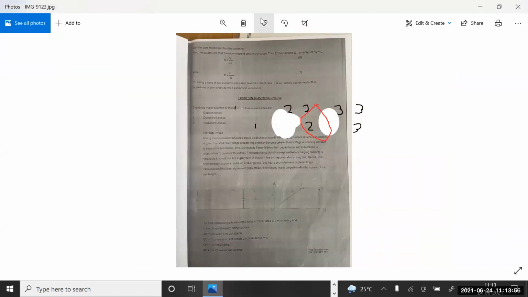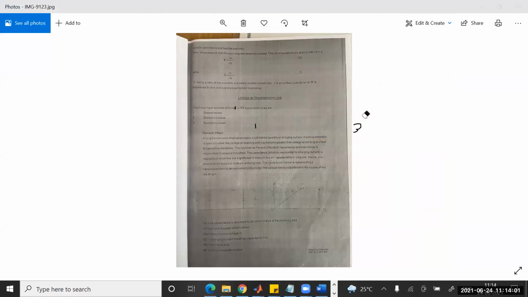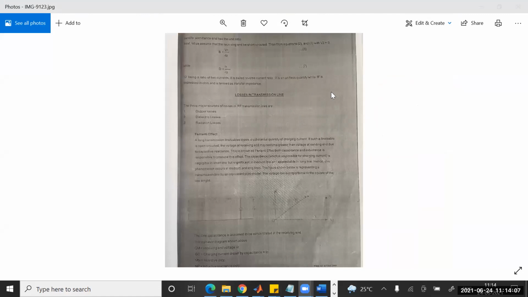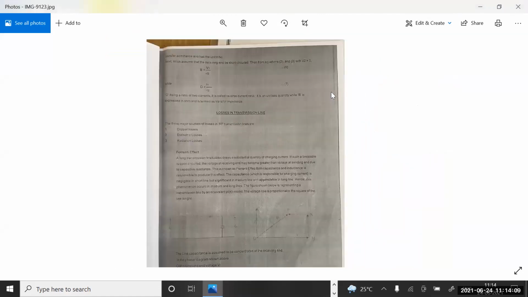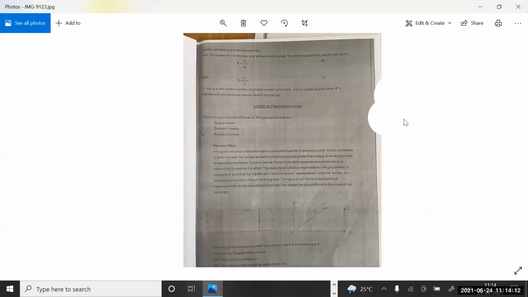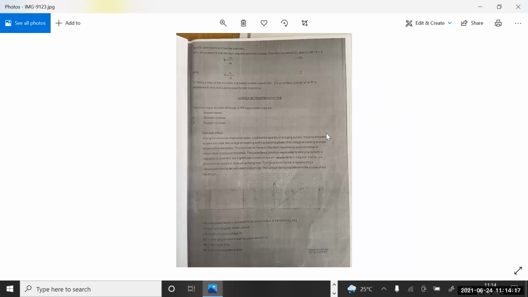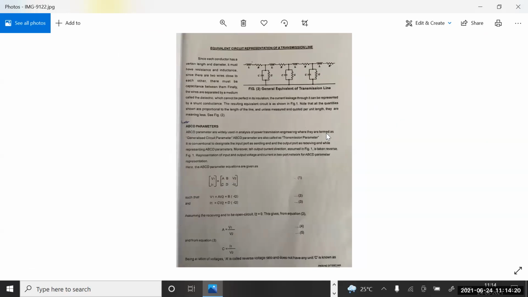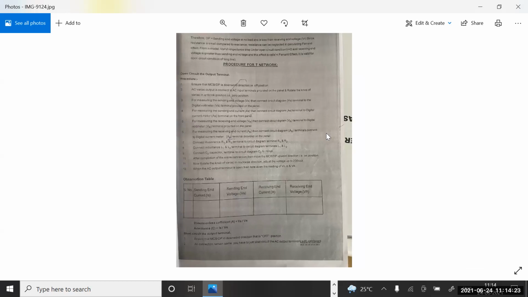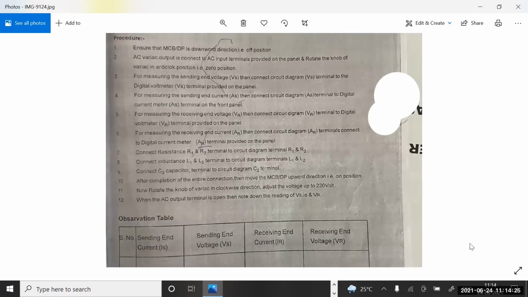Okay, let me first erase this and we'll see the procedure. Okay, this is the procedure for the T network. Let's erase this segment also. Okay, this is the procedure for the pi network. Ensure that. So these are the processes we have to follow.